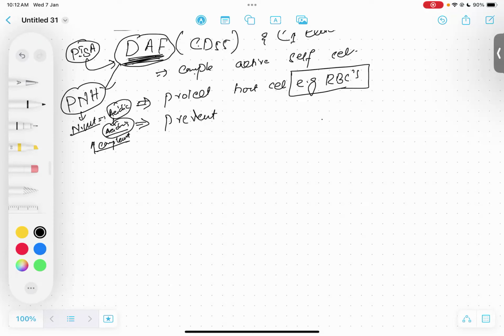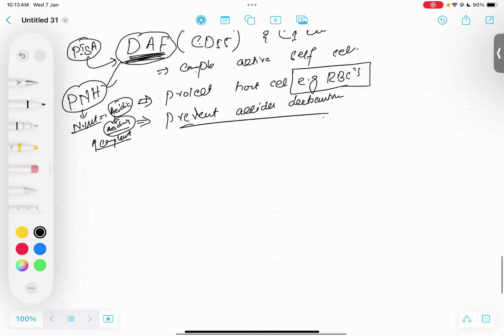We're gonna discuss this in detail in a little while in the disorders of the complement. So these are the two different types of complement inhibitors. Let's discuss the complement protein deficiencies first, and then regulatory proteins.